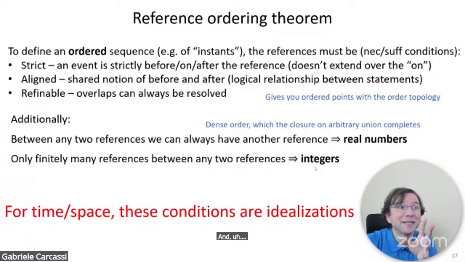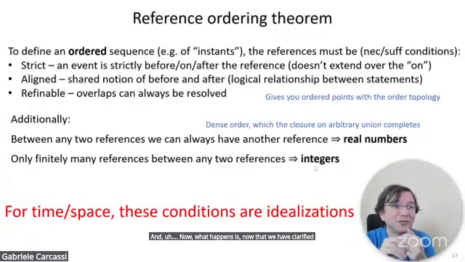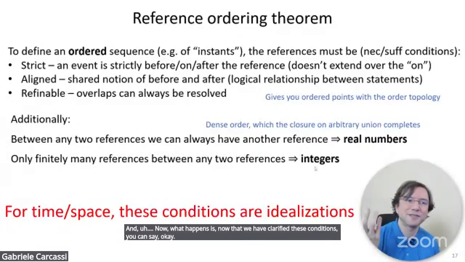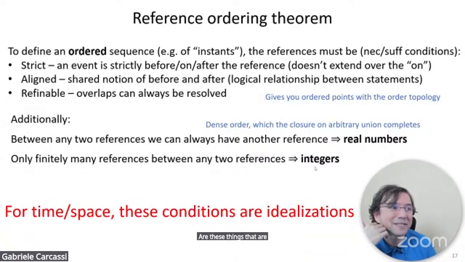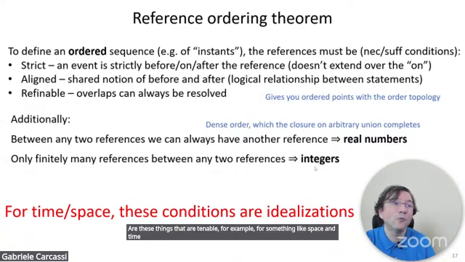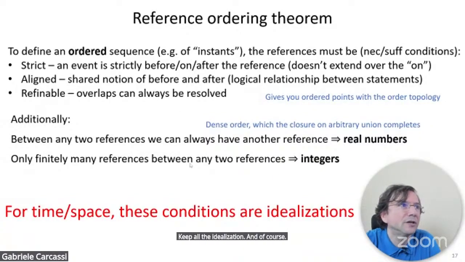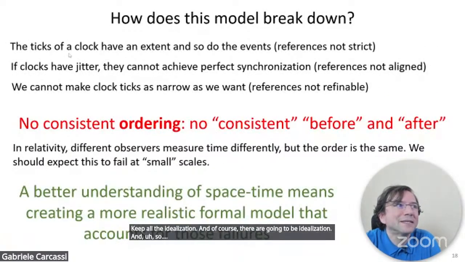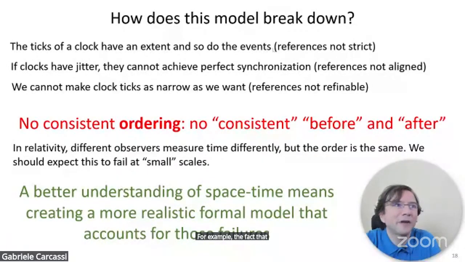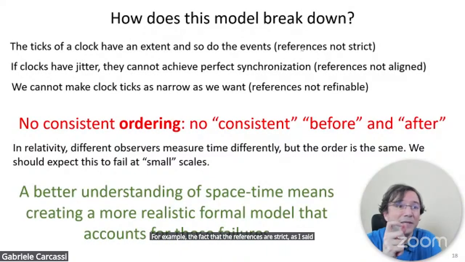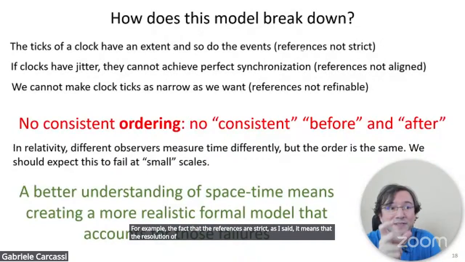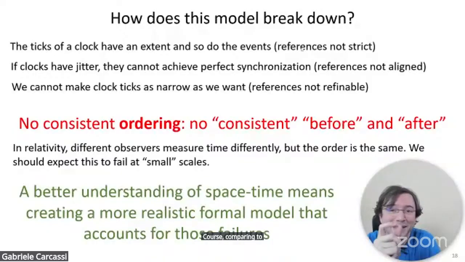Now, what happens is that, having clarified these conditions, you can say, okay, are these things tenable, for example, for something like space and time? Can we really say that these are things that we can keep, or are they idealizations? And of course, they're going to be idealizations. For example, the fact that the references are strict means that the resolution of the reference system is coarse compared to the width of the elements that we are actually looking at.